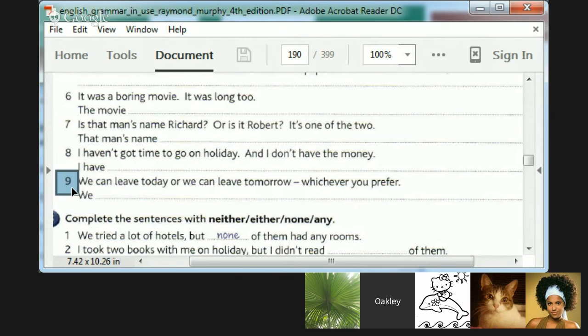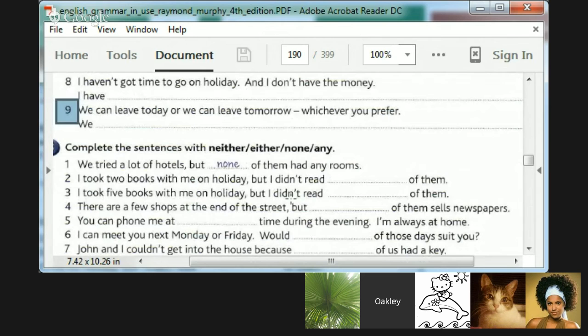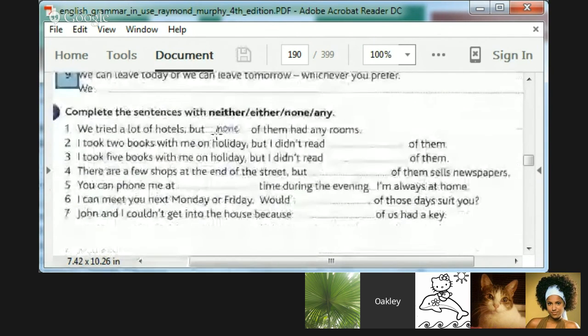We can leave either today or tomorrow, whichever you prefer. Okay, perfect. Again, whichever you prefer. Okay, so that's giving an option. But again, we use either because leaving the day after tomorrow is not an option.